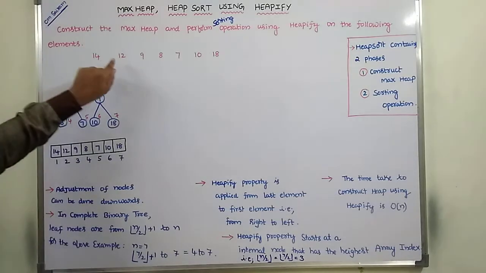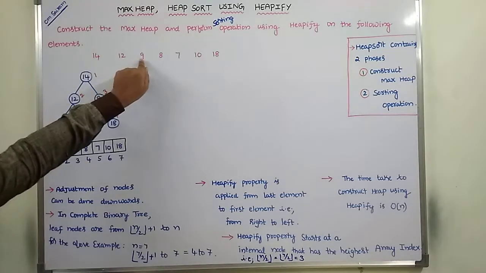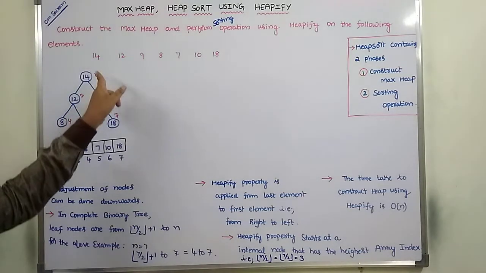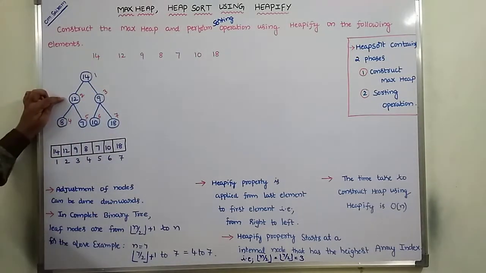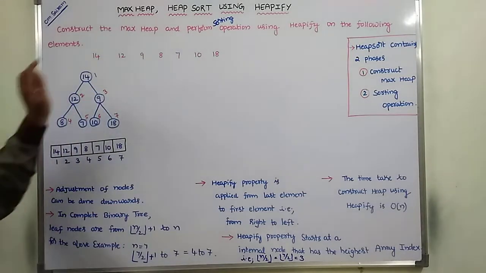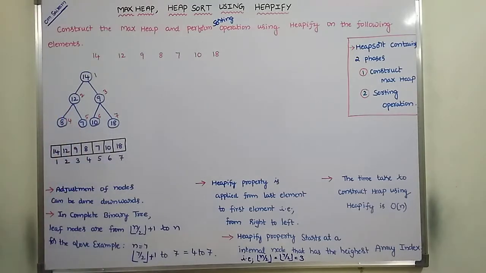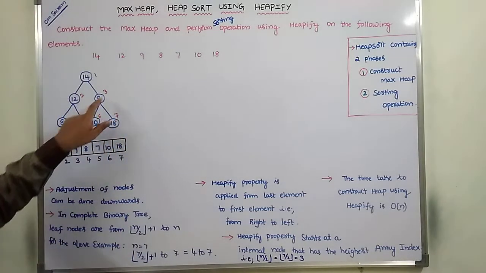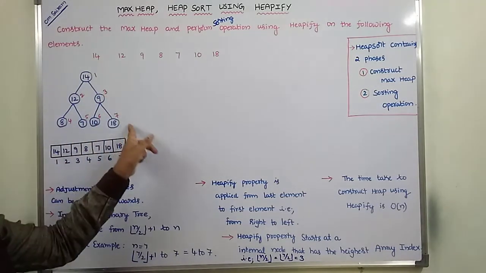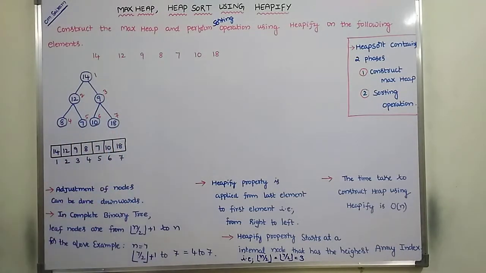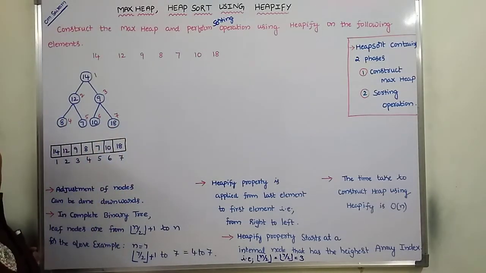Next, 12 can be taken as its left child, and 9 can be taken as the right child of 14. Next, 8 can be taken as the left child of 12, 7 can be taken as the right child of 12, 10 can be taken as the left child of 9, and 18 can be taken as the right child of 9. So this is similar to binary tree construction.